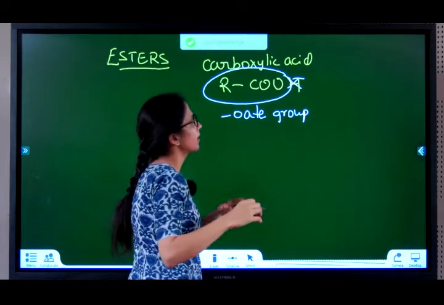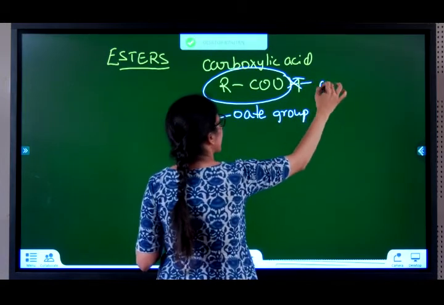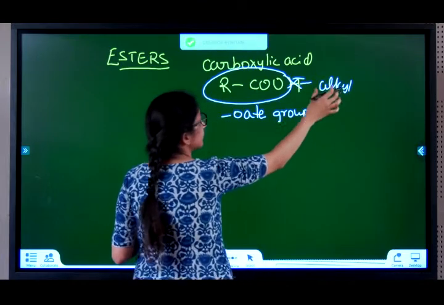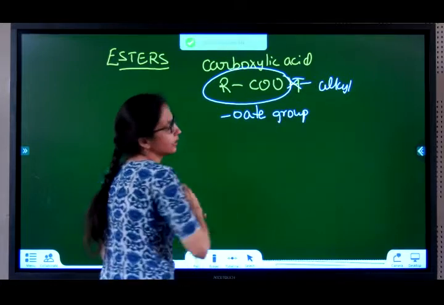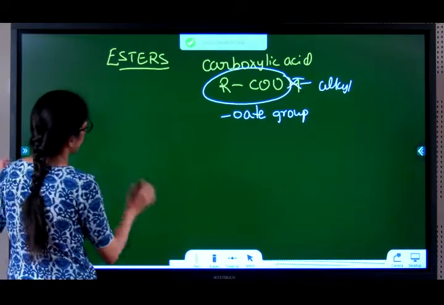We will see how. And whatever I add, any alkyl I add to it, will be alkyl. So it will become alkyl oate group. Yes, so you'll have the alkyl name followed by the oate group. Let us see an example.